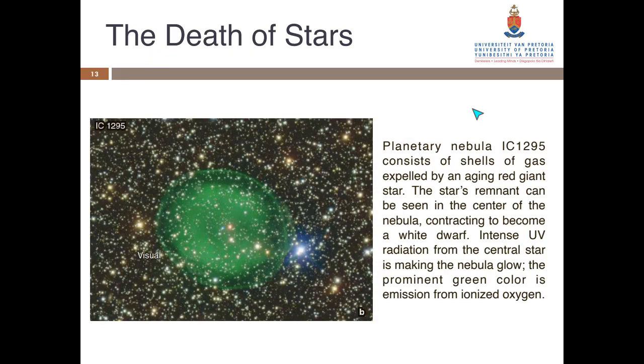Planetary nebula IC 1295 consists of shells of gas expelled by an aging red giant star. The star remnant can be seen in the center of the nebula, contracting to become a white dwarf. Intense UV radiation from the central star is making the nebula glow, and the prominent green color is emission from ionized oxygen.